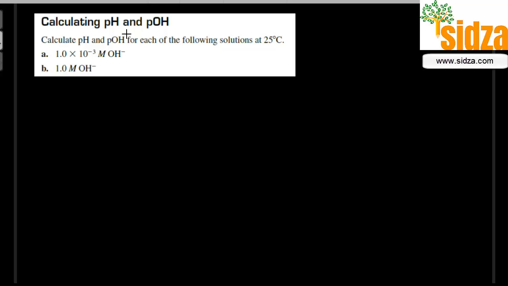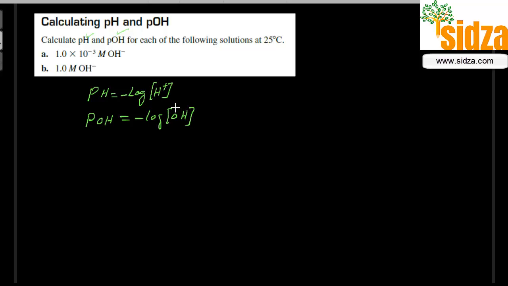Let's practice some of the questions here on the pH and the pOH. We have to calculate the pH and the pOH of the following solutions. We can calculate the pH from this equation if you know the H plus ion concentration. Similarly, we can find the pOH from the hydroxide ion concentration.